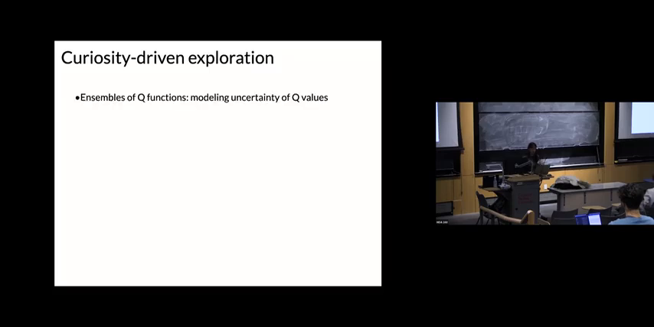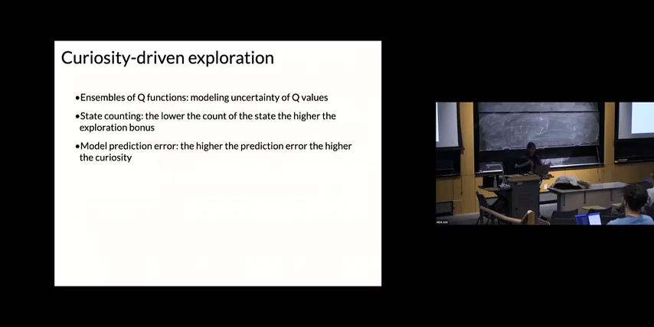The first thing we said is that we'll be using ensembles of Q functions. Ensembles of Q functions will simply be used to model our uncertainty. They're inspired from Thompson sampling, as I'm going to show in a second. The second thing we're going to see is state counting: how many times we've been in a particular state.